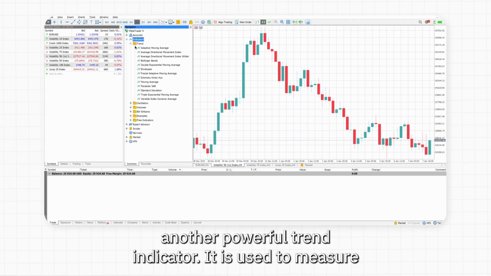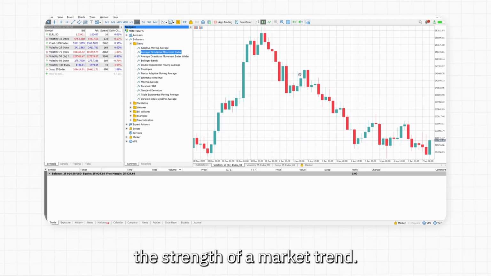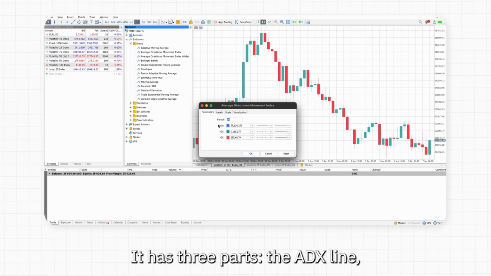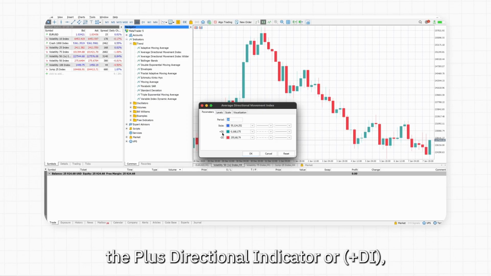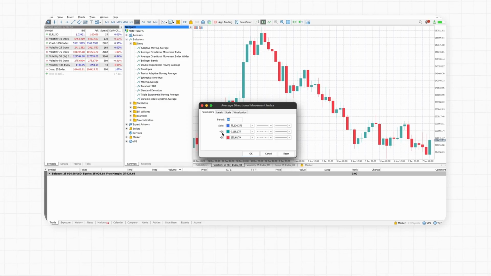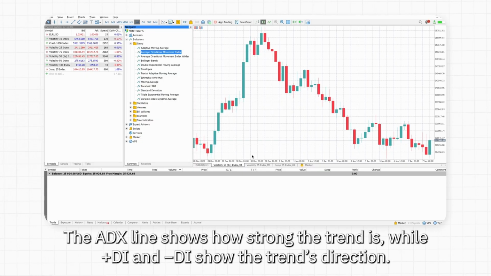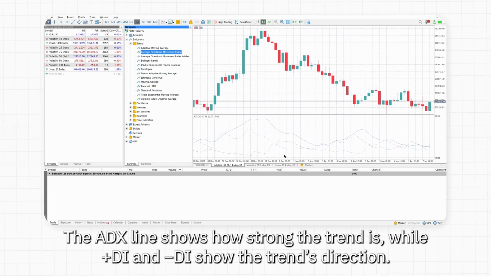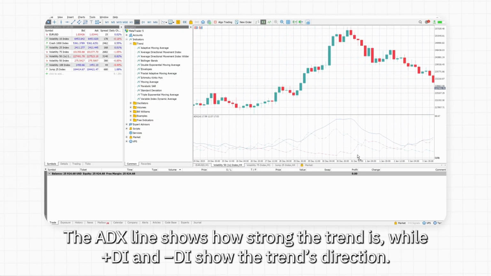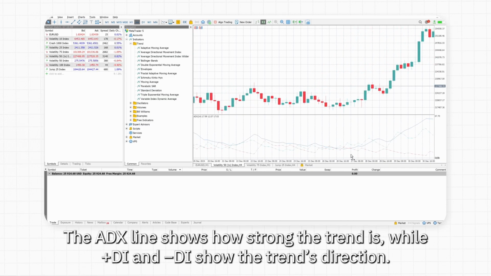It is used to measure the strength of a market trend. It has three parts: the ADX line, the plus directional indicator or plus DI, and the minus directional indicator or minus DI. The ADX line shows how strong the trend is, while plus DI and minus DI show the trend's direction.